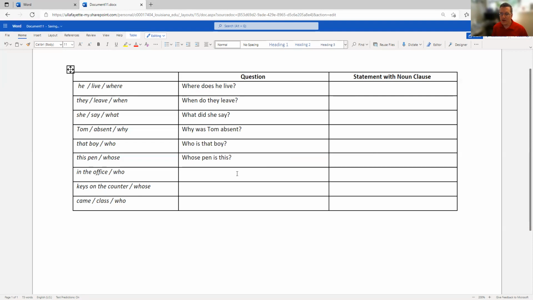In the office, who is in the office? Or again, past tense, who was in the office? The keys on the counter, whose keys are on the counter? So I see some car keys on the counter and I want to know whose keys, who do they belong to? The noun keys goes after whose. Whose keys are on the counter?